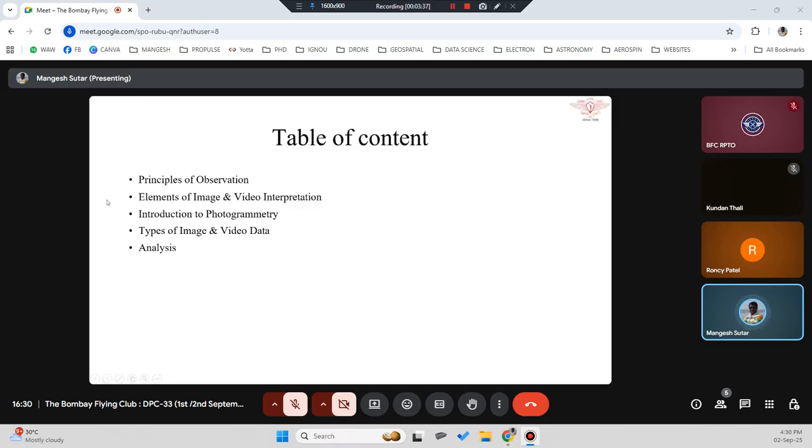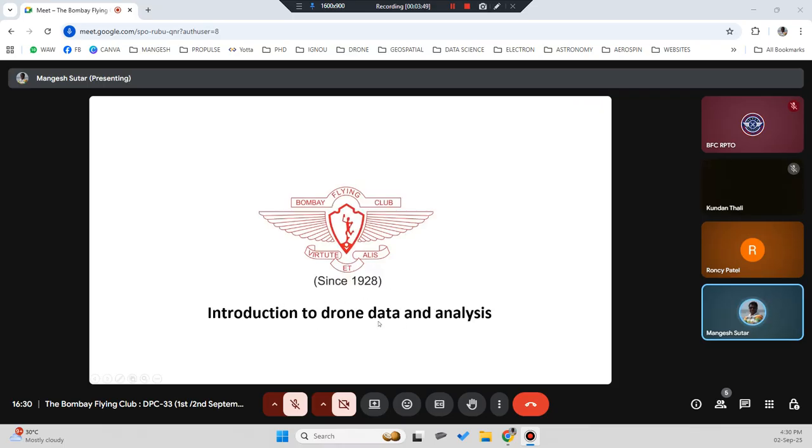So the table of contents: principles of observation, elements of image and video interpretation, introduction to photogrammetry, types of images, and video data and analysis. So this is the basic. This is just an introduction to drone data and analysis. This is not an in-depth topic. Basically, this is just an overview of how drone data analysis can be done, just to give an idea to the drone pilot.